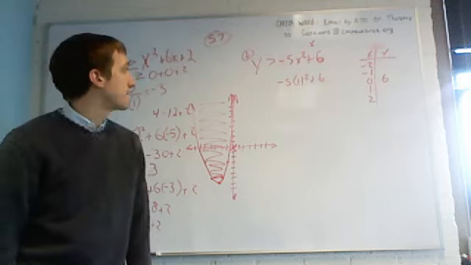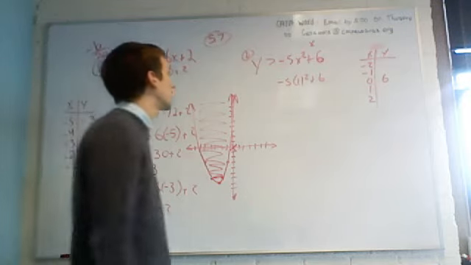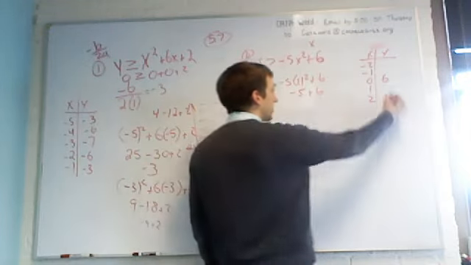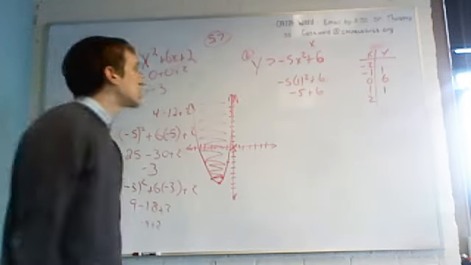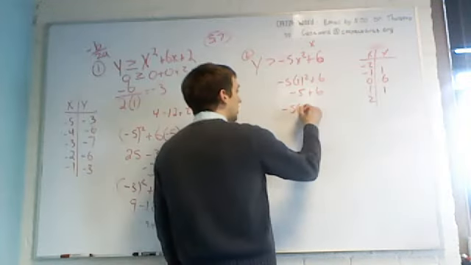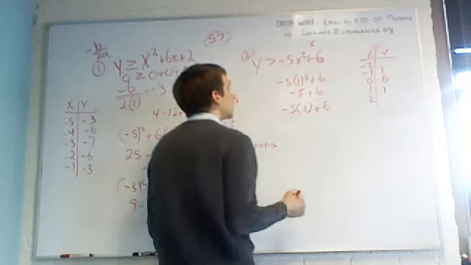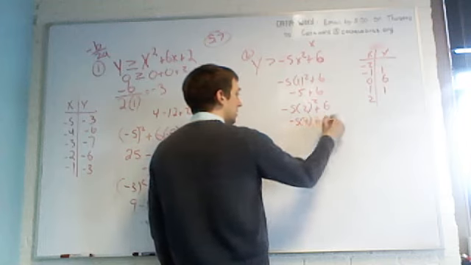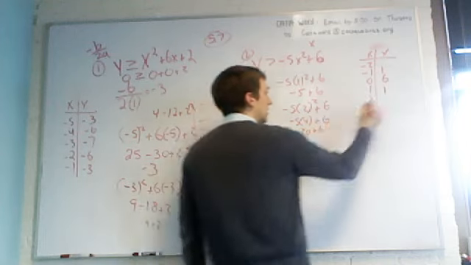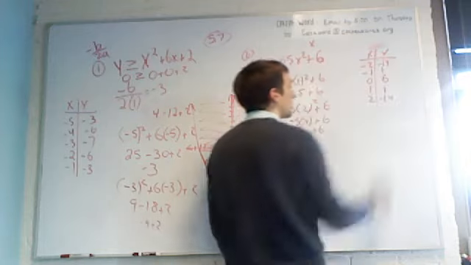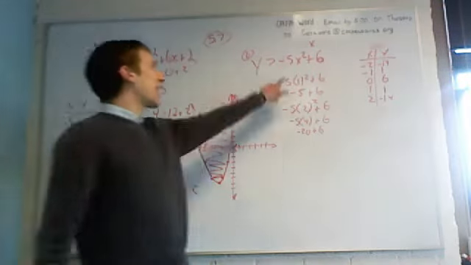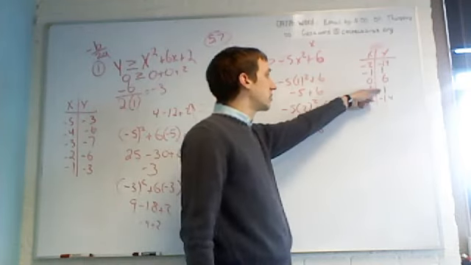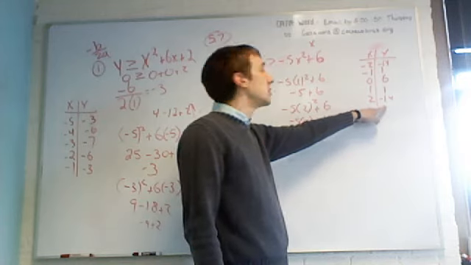Negative 5 plus 6 is 1. Let's try 2. Negative 5 times 2 squared plus 6. What's 2 squared? 4. So negative 5 times 4 is negative 20, plus 6 is negative 14. Is that going to fit on our graph in general? No. What's A here? Negative 5. Are these numbers going downward? 6, 1, negative 14? Yes. So our A is negative.